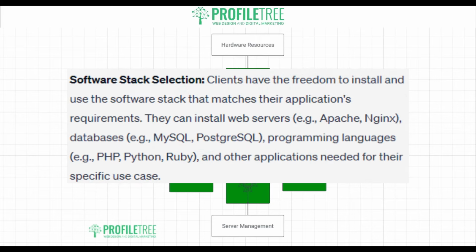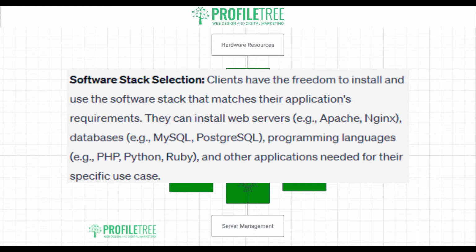Next one is the software stack selection. Clients have the freedom to install and use the software stack that matches their application's requirements. So they can install web servers like Apache, or databases like MySQL or PostgreSQL, and then programming languages like Python, PHP, Ruby, so any other applications needed for their specific use.